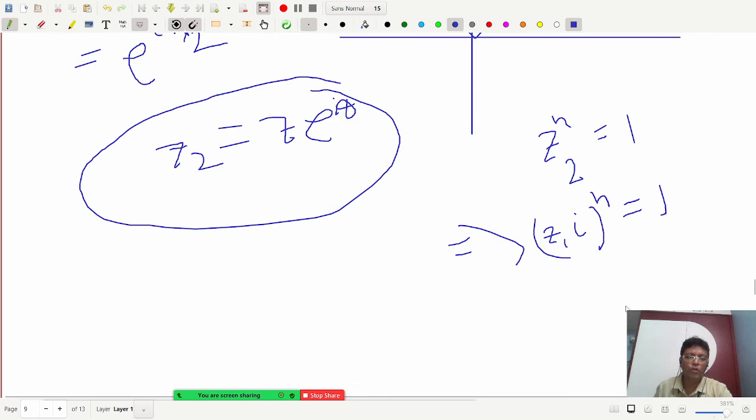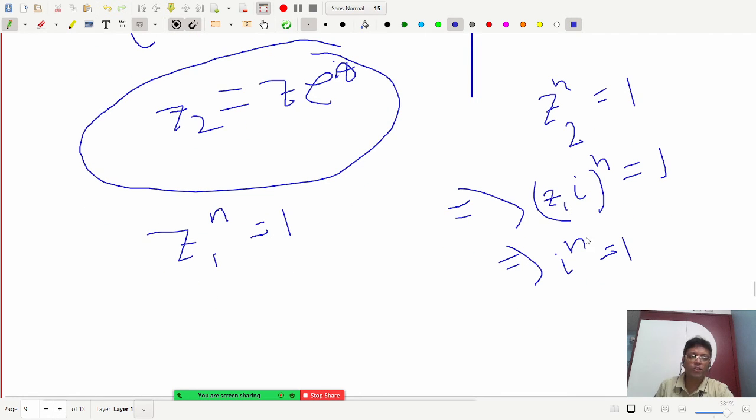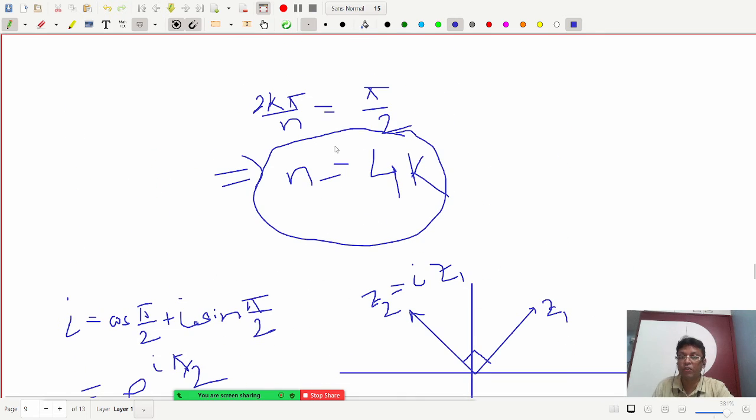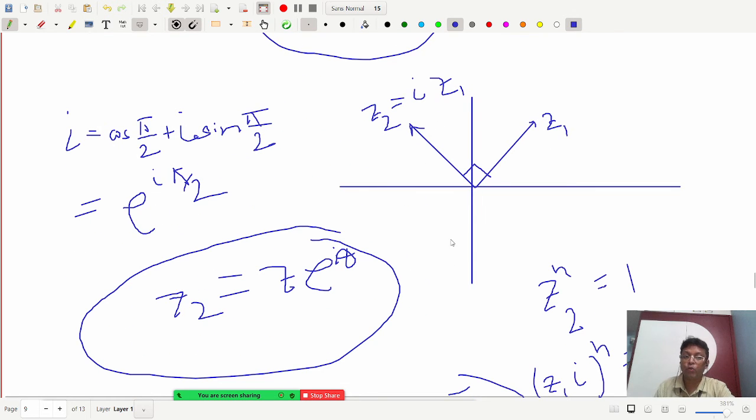Okay, so you have i to the power n equal to 1. Why? Because z1 to the power n is again 1, because z1 is an nth root of unity. So i to the power n will be satisfied by 4k, any number which is a multiple of 4, because i to the power 4 is 1, i to the power 8 is 1, i to the power 12 is 1, and so on. So the form is 4k. There are two ways of solving this. Either you can do it like this or you can apply the rotation theorem.